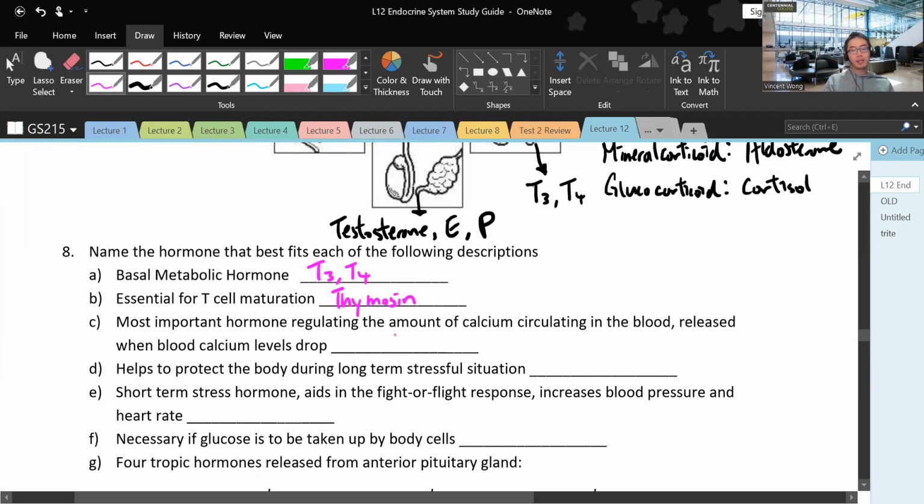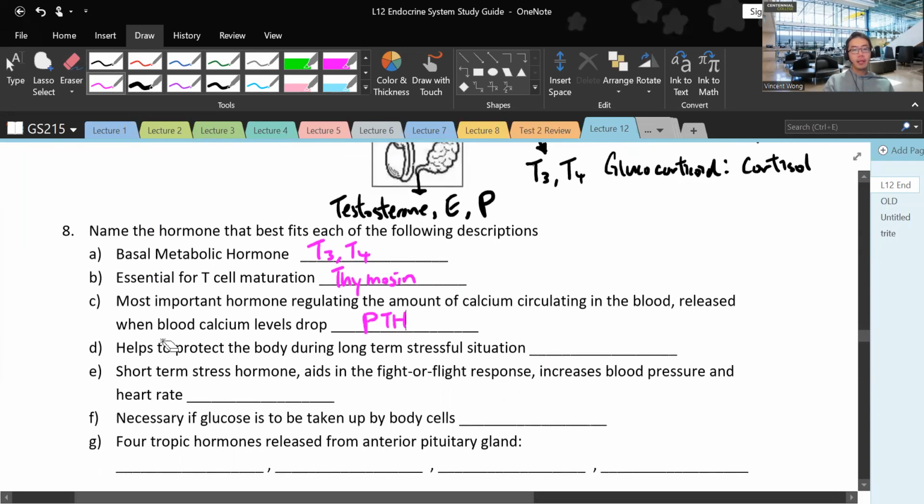Okay, let's think about the next one because people always get confused between these two things. Most important hormone regulating the amount of calcium circulating in the blood, released when blood calcium level drops. Okay, when you have low blood calcium level, what hormone do we need? Is it calcitonin or is it PTH? PTH is correct. Okay. Helps to protect the body during long-term stressful situations. Long-term stress, we need cortisol and aldosterone as well.